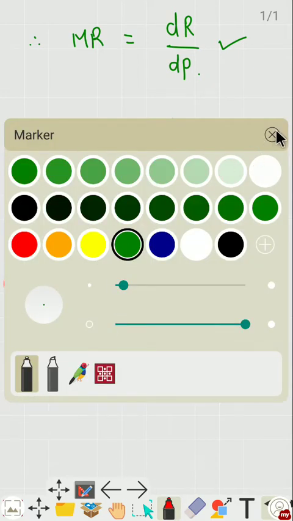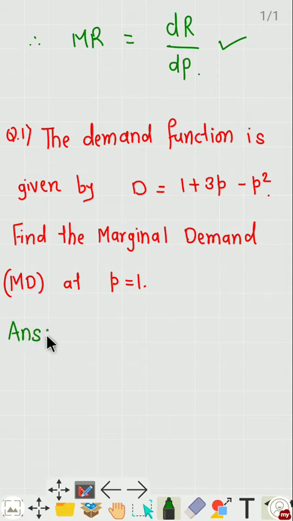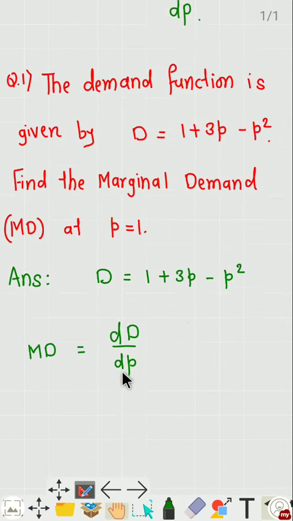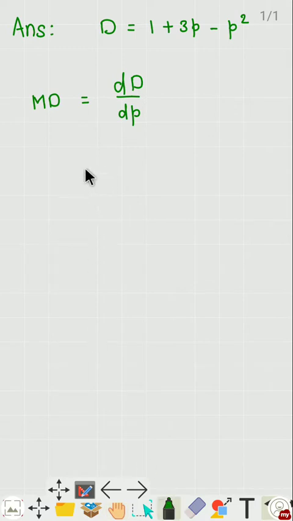So let us try to write the answer of this question. We have to find the marginal demand at P is equal to 1, but the demand function D is given to be 1 plus 3P minus P square. We know that the marginal demand is the derivative of D with respect to P, which is the derivative with respect to P of 1 plus 3P minus P square.